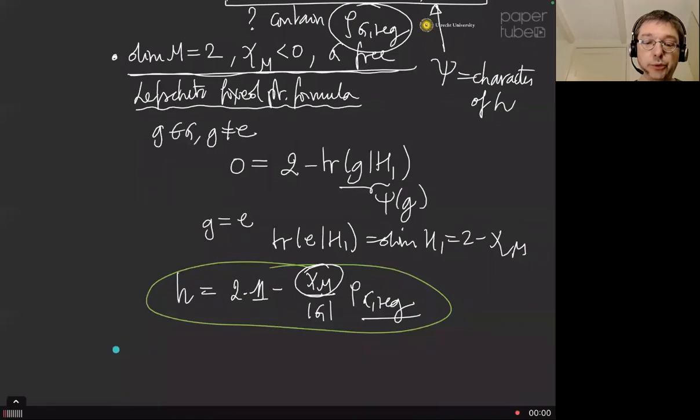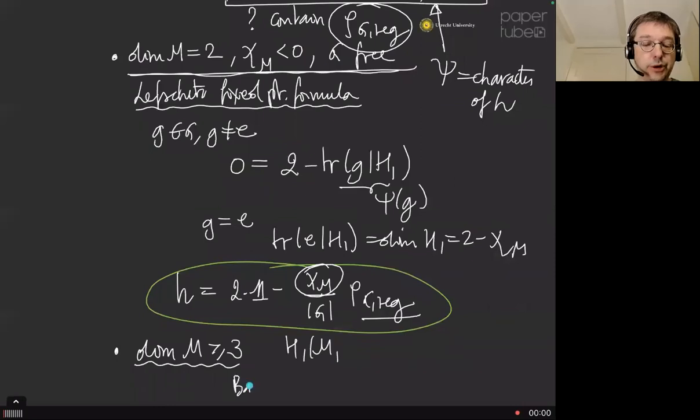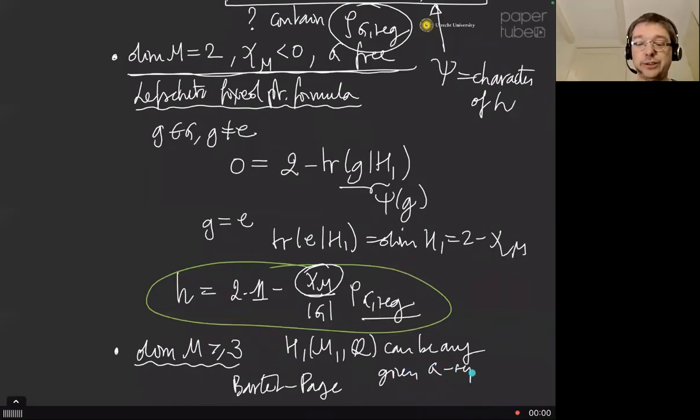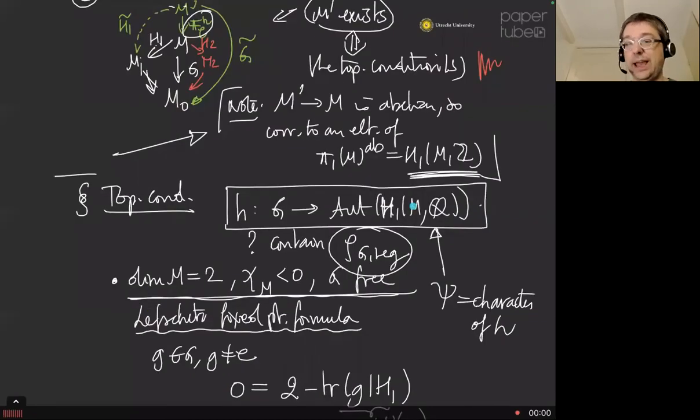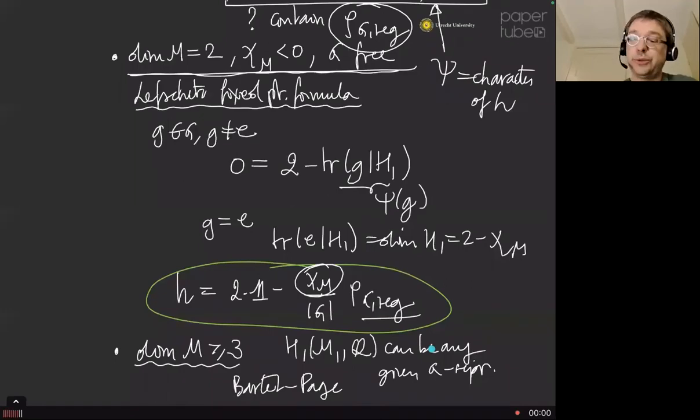As soon as you go up one dimension, the world is wild. There is a result due to Bartel and Page. It says that this can be any given G representation. By this I mean, give me a representation of a finite group, then I can cook up a manifold such that the homology representation of this action is any given action that you want. So this is not going to be decisive.